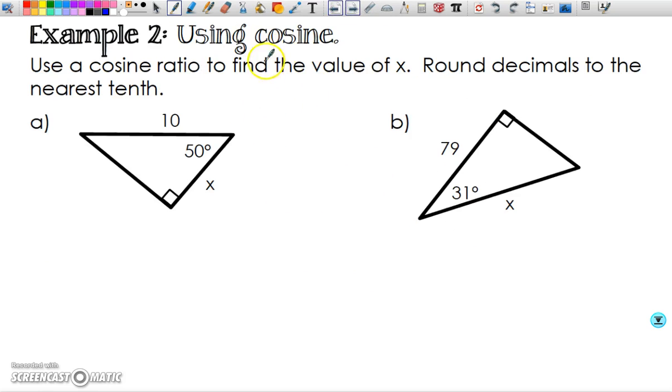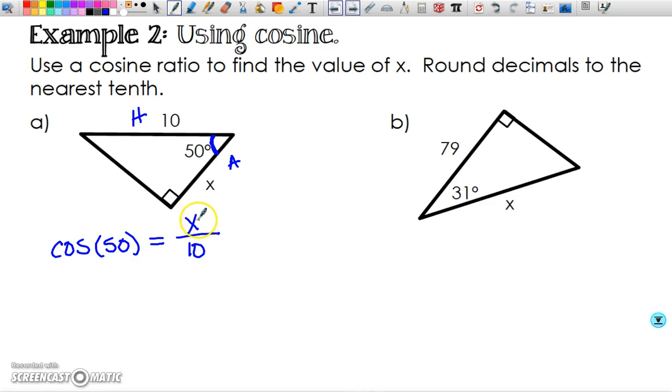So using the cosine to actually find the value of x. In this example here, we have this angle as our reference angle, right? And then this side right here is our adjacent side, and this one over here, because it's across from the 90-degree angle, is the hypotenuse. So since we have A and H, that means we're using cosine. So cosine of 50, remember the angle always goes there, equals your adjacent side over your hypotenuse side.